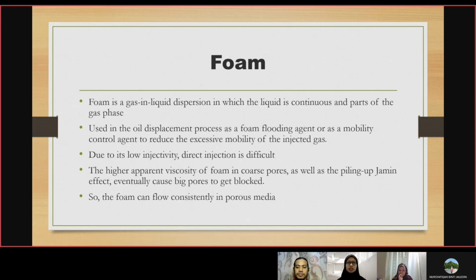And due to its low injectivity, direct injection will be difficult for the foam. The higher apparent viscosity of the foam in the coarse pores, as well as the Jamin effect, will eventually cause big pores to get blocked. So the foam can flow consistently in porous media.